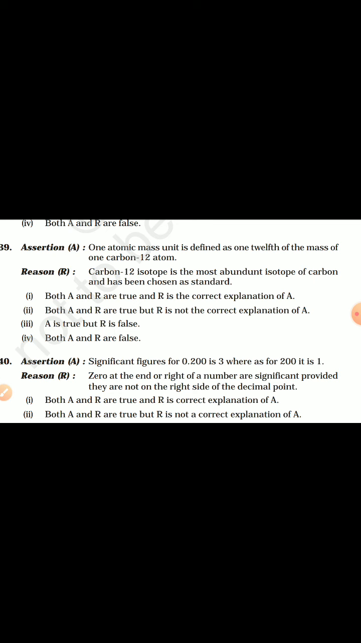So if both A and R are true, but R is not the correct explanation of A, both of them are true. That is, statement A is also true and statement R is also true, but R is not the correct explanation for A. So here the second option is correct.